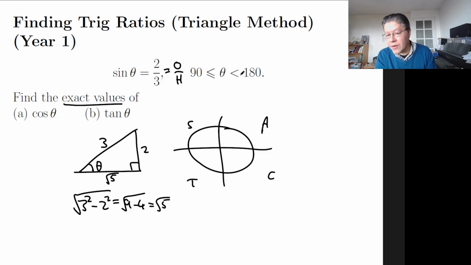We're told that the angle is between 90 and 180, so that's in this quadrant here. So in the cast diagram we have a 0, a 90, a 180 and a 270. So between 90 and 180 is the angle, so we put the line there.